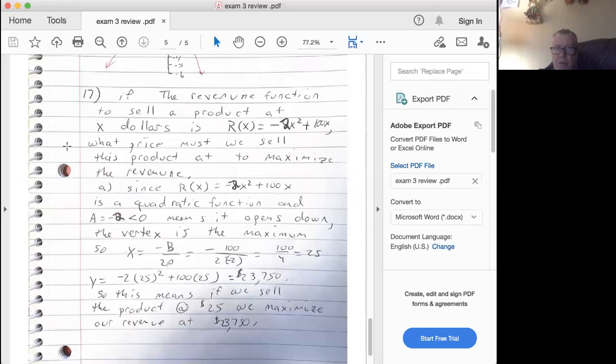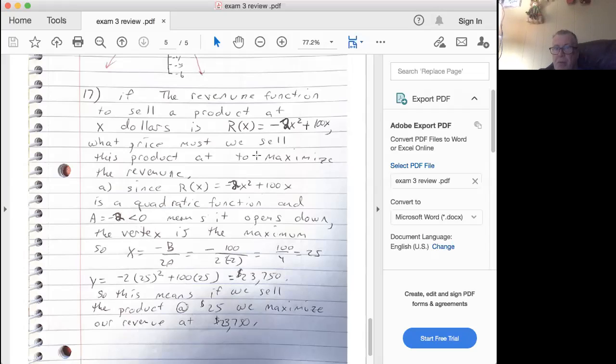So in this case, we have a revenue function. R of x equals -2x squared plus 100x. Revenue is money coming in for a company. If we sell a product at x dollars, we want to find the maximum of this. We want to maximize the revenue. Since R of x equals -2x squared plus 100x is a quadratic function, and a is equal to -2 and is less than 0, it means it opens down. So the vertex is a maximum.